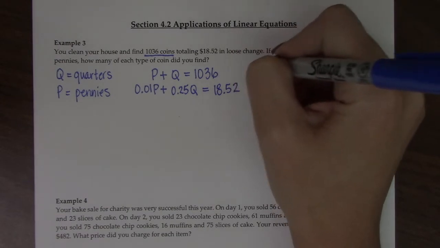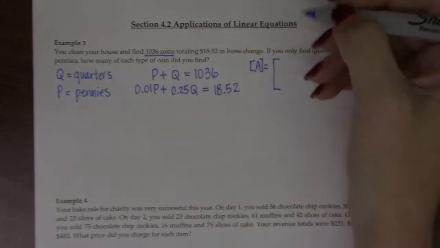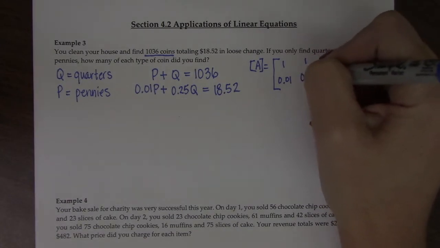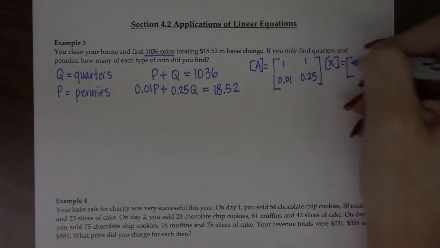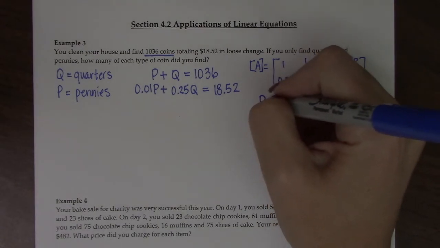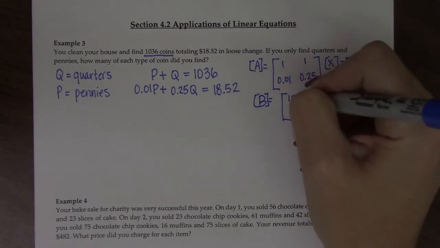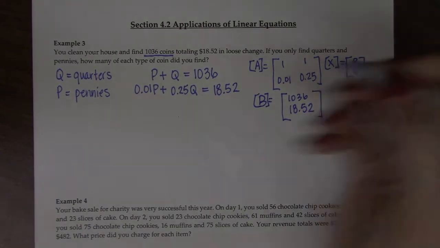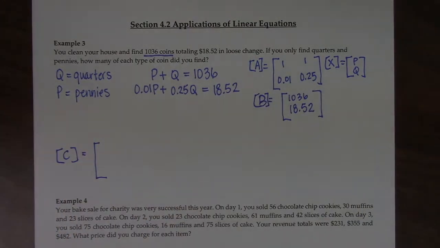Now my coefficient matrix, I'm just going to read my coefficients. So it's 1, 1, 0.01, 0.25. My variable matrix is P, Q, and my constant matrix, B, is 1036, 18.52. So our solution, C, should be a 2-by-1 matrix.